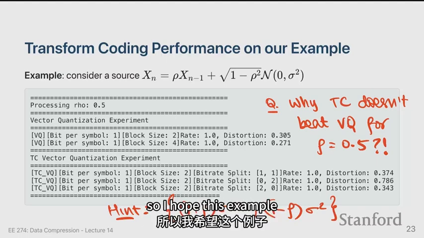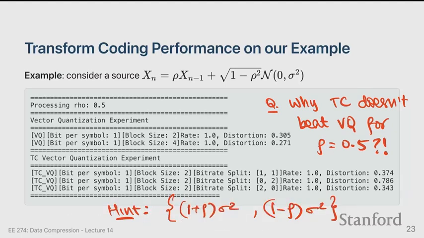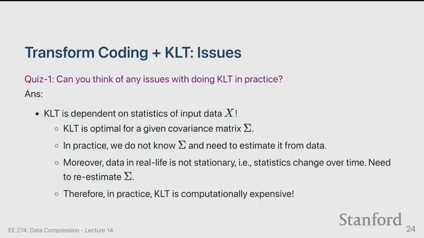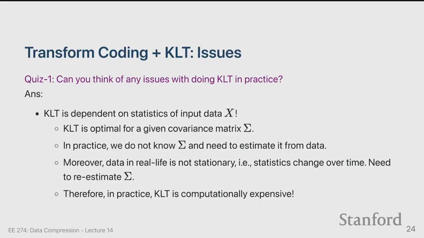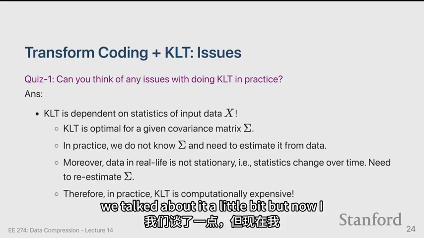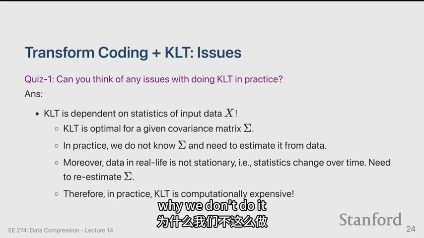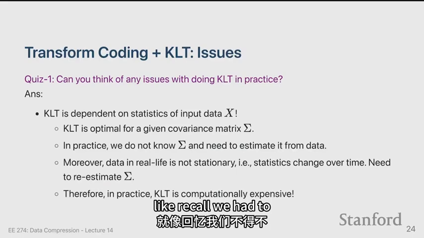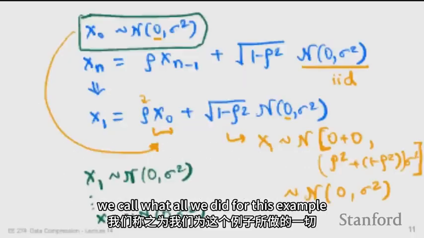So I hope this example gave you a better idea of what's really happening with transform coding. But now let's get into the practical aspect of it. Nobody actually uses KLT in practice, even though we did all this. We talked about it a little bit, but now I hope working through this example gave you a better intuition why we don't do it. So your KLT is basically dependent on the statistics of the input, right? Recall what all we did for this example.